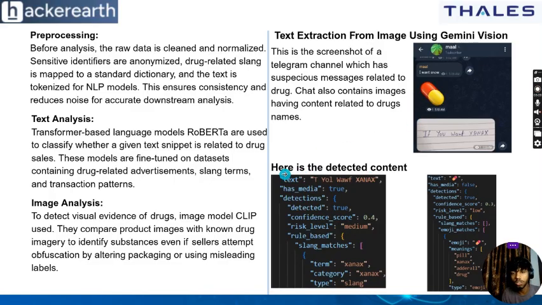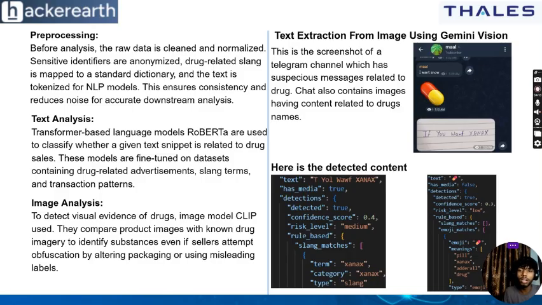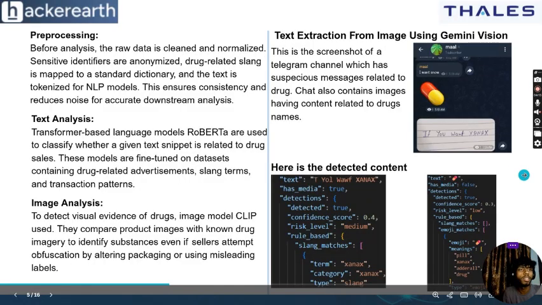Here is the detected content. So here is a sample of it. You can see that "I want, if you want Xanax" is written in image format. Our model detected it and scored its risk level as medium, and it is a term related to slang, a type of slang used to refer to a drug. Then comes the emoji detection. Here is the emoji detection and its output.